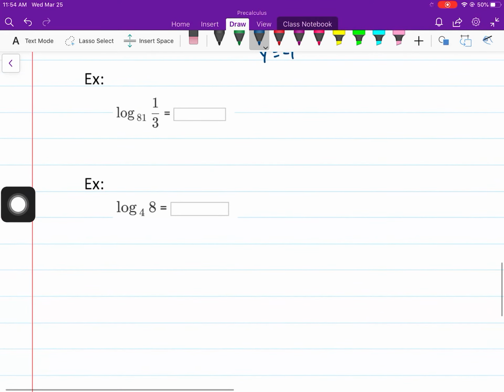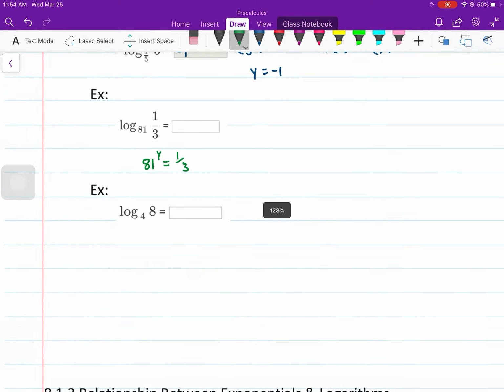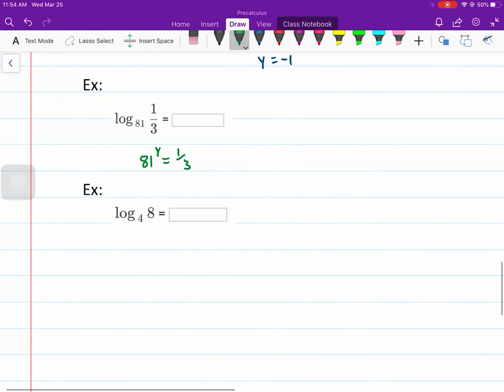A little more difficult now here. So we've got a fraction, so we know that our power has to be negative. It's 81 to what power is 1/3. So we know that our y is going to be negative. Now, how do we get an 81 to become a third? Well, what we're going to have to do here is take a root. Well, what kind of root? Well, the fourth root. Remember, 3 to the fourth power is 81.